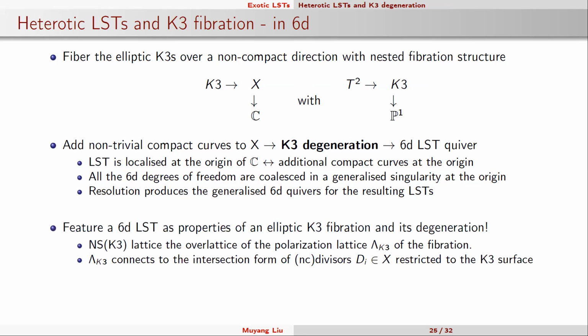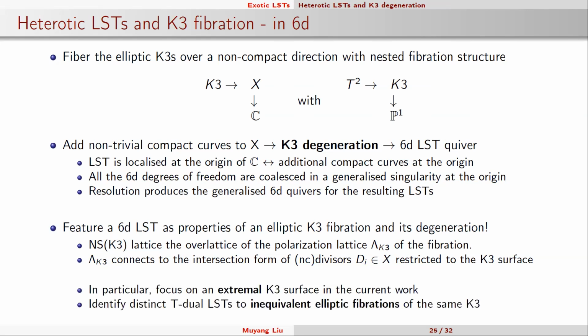Then we can just characterize the properties of the 6D Lagrangian series by the inequivalent elliptic fibrations of the K3 as well as its degenerations once you move to 6D. And in 6D, the Lambda_K3 that encodes the homology lattice of the K3 will connect to the intersection forms of the non-compact divisors D_i inside the Calabi-Yau threefold once they are restricted to the K3 surface. So that's how the K3 connects to the Calabi-Yau threefold from the lattice perspective.